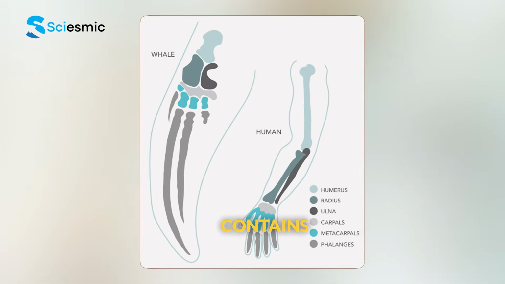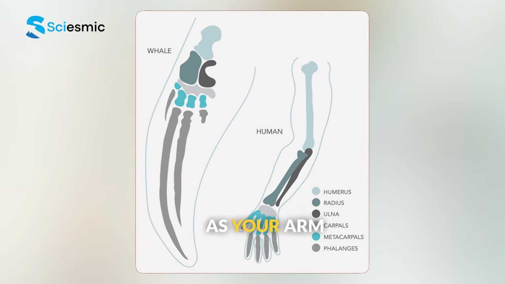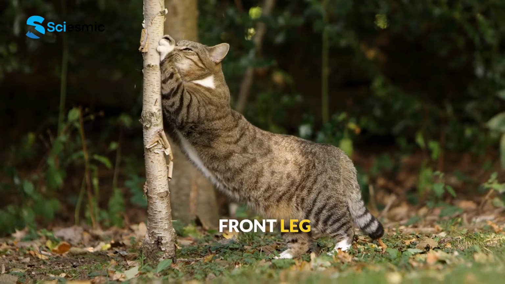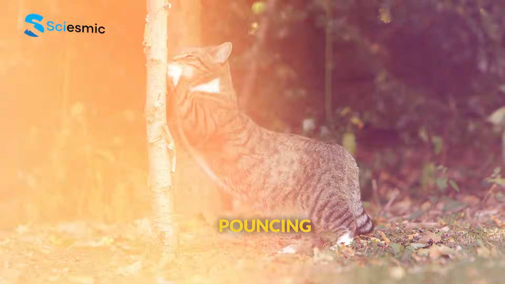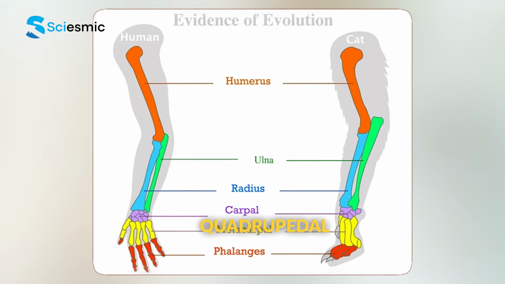Same bones again, but shortened and modified for swimming. The flipper contains the same humerus, radius, ulna, carpals, metacarpals, and phalanges as your arm. And a cat's front leg uses this pattern for running and pouncing. Same bones as your arm and the whale, just arranged for quadrupedal locomotion.